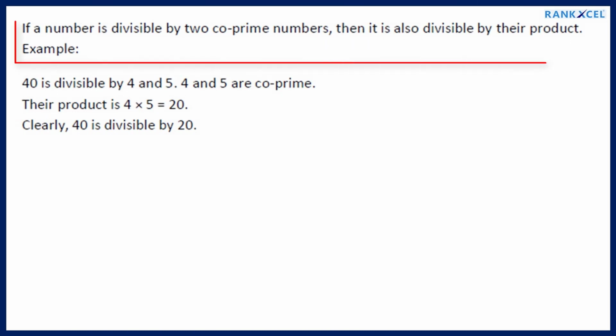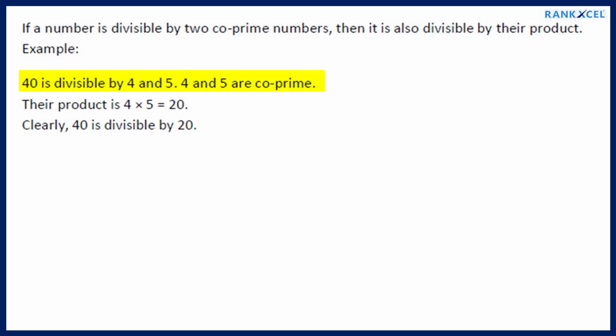If a number is divisible by two coprime numbers, then it is also divisible by their product. Example. 40 is divisible by 4 and 5. 4 and 5 are coprime. Their product is 4 times 5 equals 20. Clearly, 40 is divisible by 20.